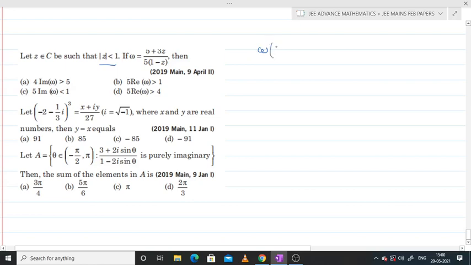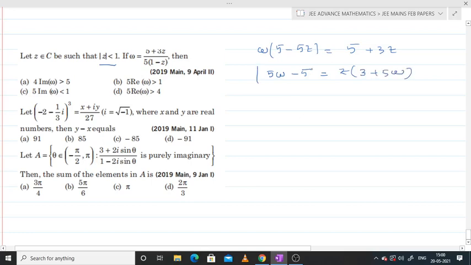Omega times 5 minus 5z is equal to 5 plus 3z. Now we know that z is a complex number with magnitude less than 1. I'll put the z on one side. It is 5 omega minus 5 here, and z common if you take 3 plus 5 omega here.